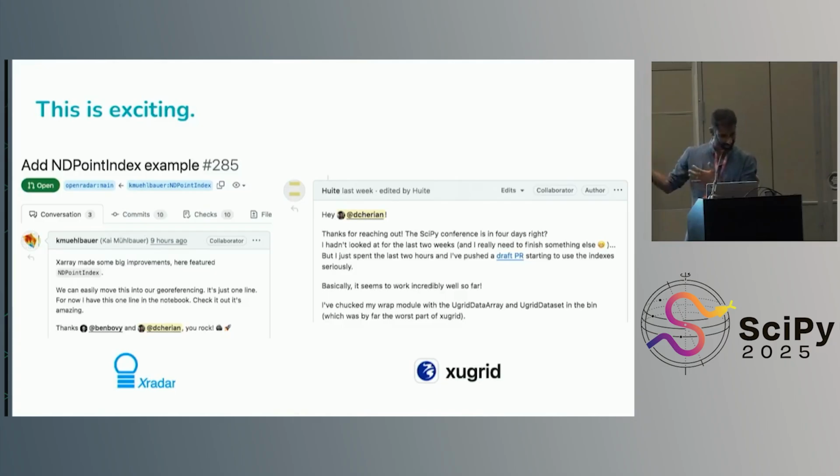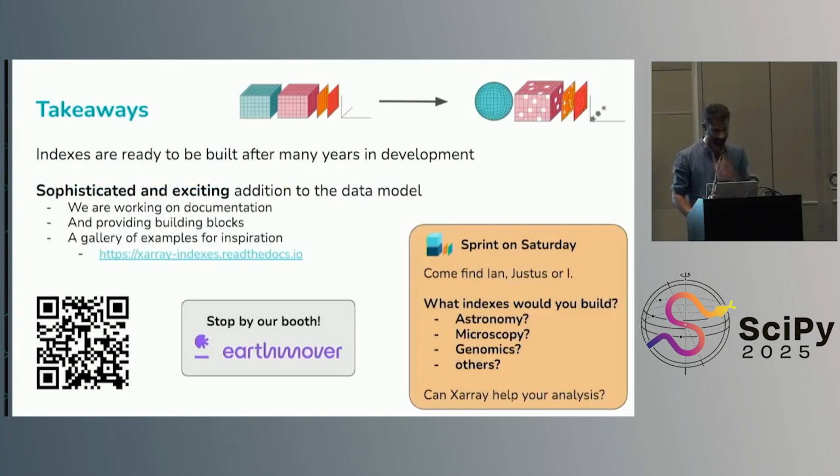People are very excited. Here's a couple of interactions I've had on GitHub in the last week. One on the left is a project called XRadar. One line, solving lots of problems. On the right is this project called XUGrid that tries to represent unstructured grids in Xarray. This has historically been a royal pain, and they've come up with very complicated workarounds, but to quote, it seems to work incredibly well so far. I've chucked my wrap module, which was by far the worst part of XUGrid. So this is really fundamentally changing what you can dump in and do nicely with Xarray.